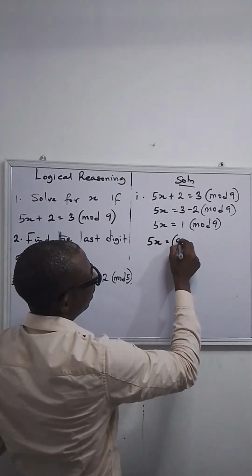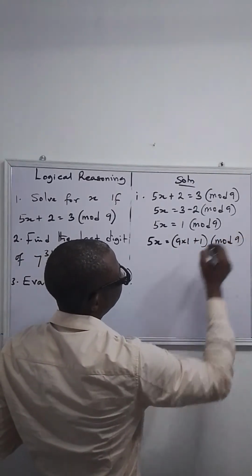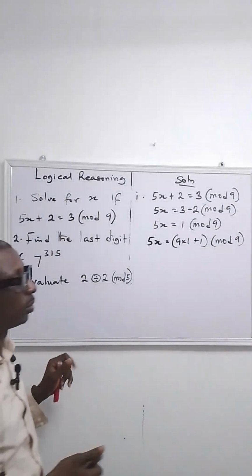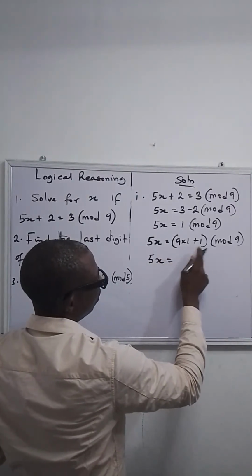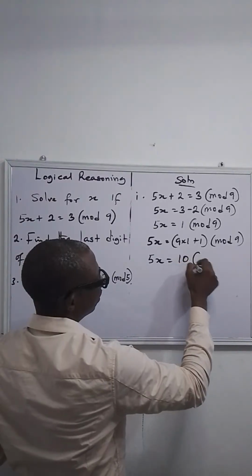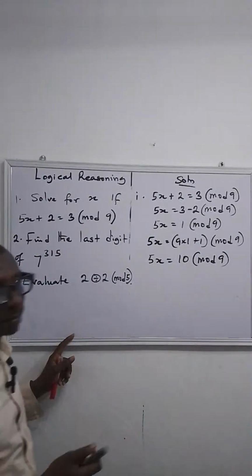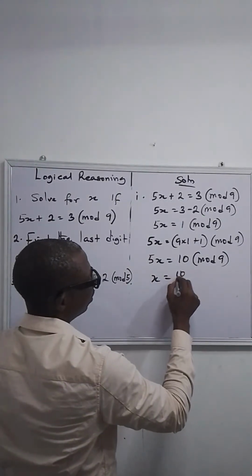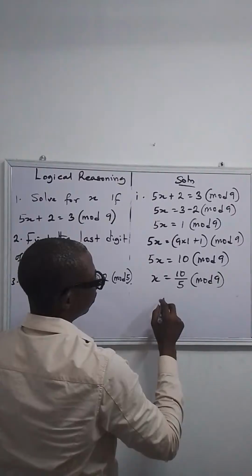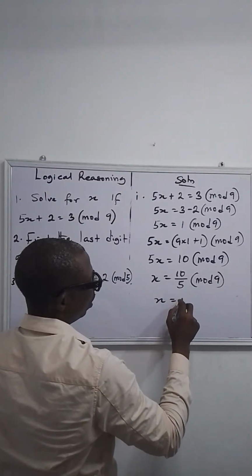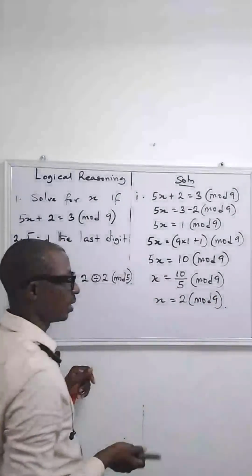So here I have 5x equals 9 times 1 plus 1 in mod 9. So we now have 5x equals, when you add this together, what do you have? You have 10 in mod 9. You can then divide both sides by 5. So you have x equals 10 over 5 in mod 9. And x equals what? 2 in mod 9. So this is the answer.